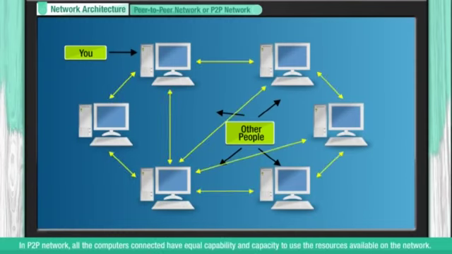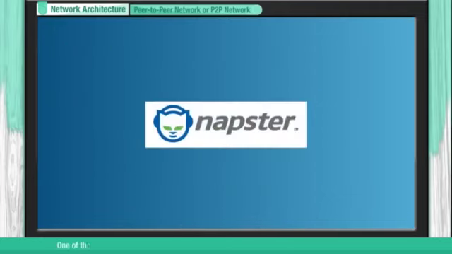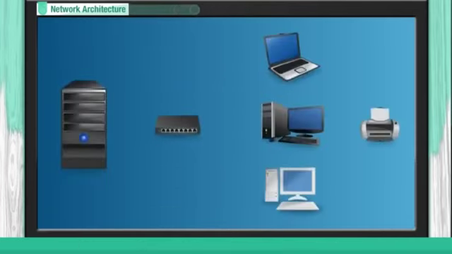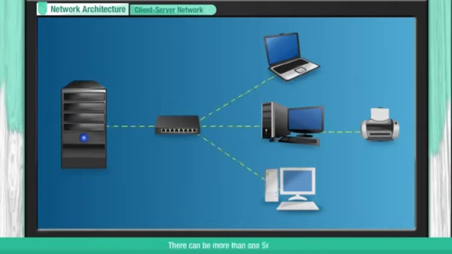all the computers connected have equal capability and capacity to use the resources available on the network. A peer-to-peer network is considered robust as if one or several nodes stop working, the network continues to function. It is mostly used for file sharing. One of the earliest peer-to-peer file sharing networks was Napster, and the recent protocol is BitTorrent. Client-server network. In this network, a number of network clients or workstations are connected to a main computer known as server. There can be more than one server.